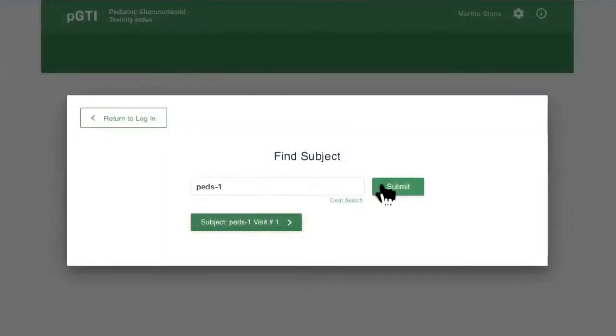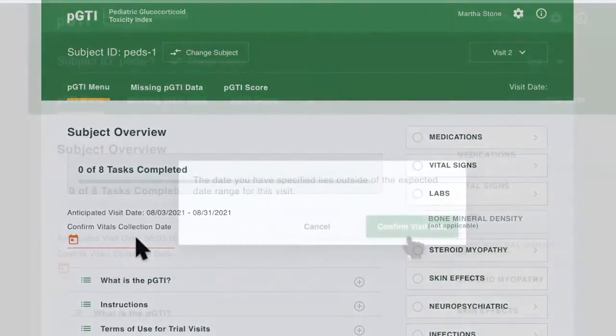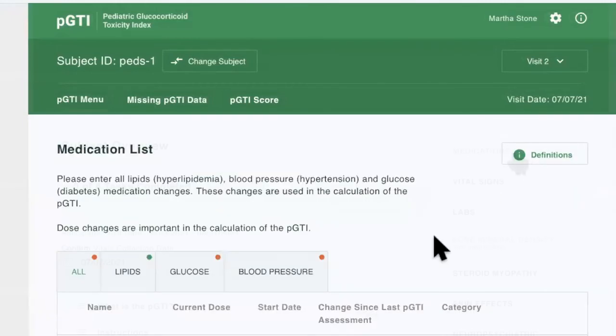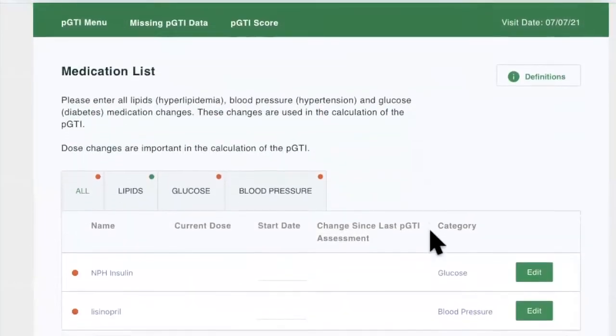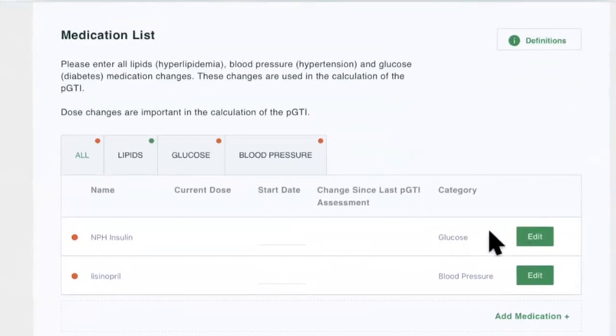The pGTI, of course, measures change in steroid toxicity, so we can only get the first pGTI score when we have 2 points in time. So the patient is in the clinical trial. Fortunately, although she doesn't know it, and neither does the investigator, she was randomized to the new medication, which is in fact quite effective at reducing steroid toxicity.